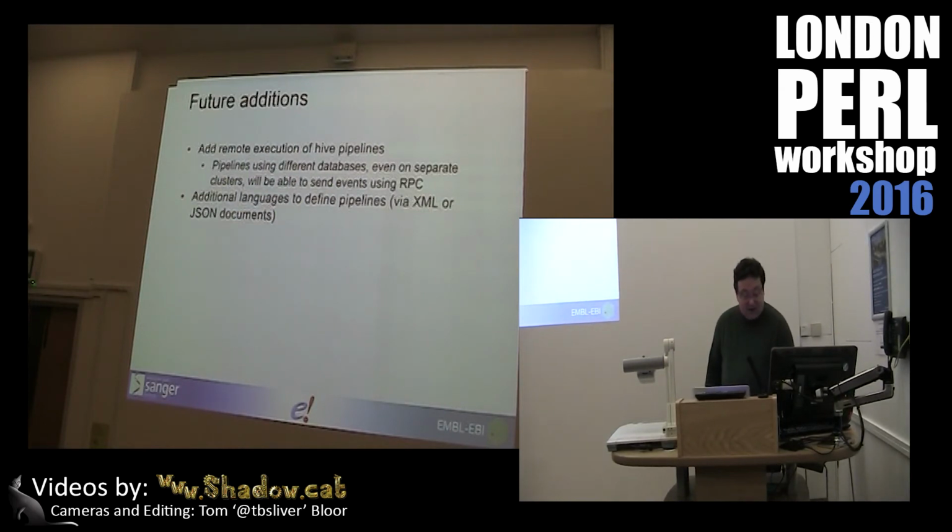And in the future, we're looking at adding the ability to basically what we call remote pipelines. Right now this runs on pipelines that run on a single database that's talking to a head node that controls a particular farm. It would be nice if you have some compute resources on a different farm that you would like access to, to be able to send some of your jobs over there for specialized jobs. And so we're setting up an RPC mechanism to allow remote execution of Hive jobs. We're also looking at expanding the languages we can use to define pipelines, via either XML or JSON documents.